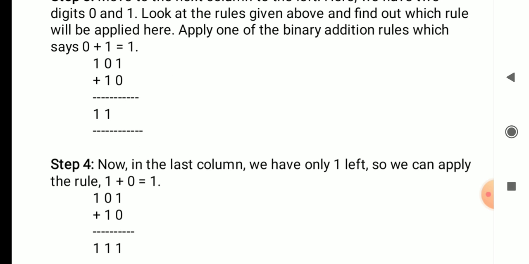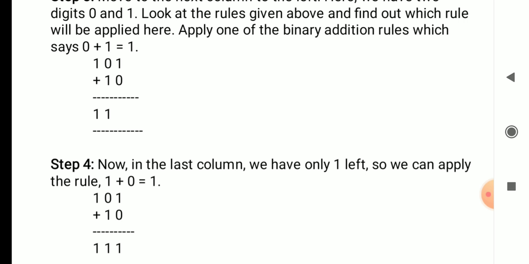in the last column we have only 1 left. So we can apply the rule as 1 plus 0 here. That is, only 1 is left here. So 1 plus 0, we get the result as 1. So when we add 1 0 1 with 1 0, we get the result as 1 1 1.